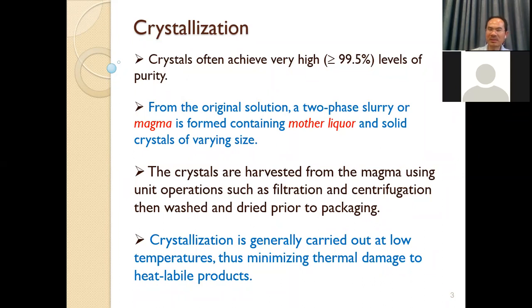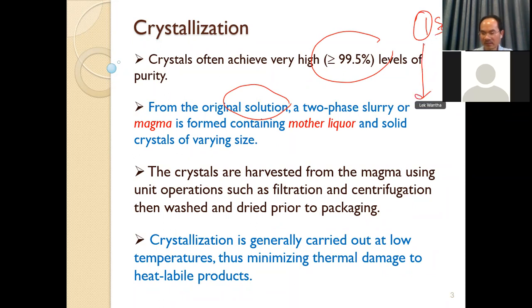When you talk about solution crystallization, the purity is more than 99.5%. When it crystallizes, we go from one phase, a solution, to solution plus solid. We call it the slurry. After crystallization, from one solution to solution plus solid, we call it a two-phase slurry or magma.